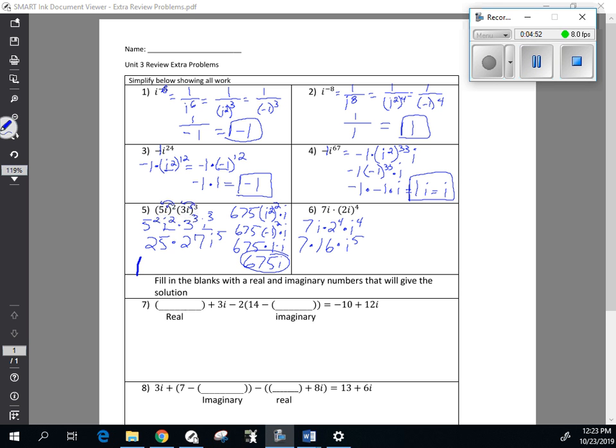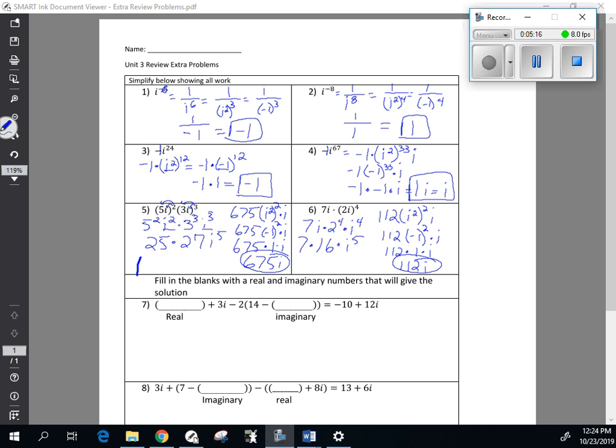7 times 16 is 112. I rewrite my i squared. My i to the 5th is i squared times i. So it's 112 times negative 1 squared times i, 112 times positive 1 times i, so it's going to be 112i.